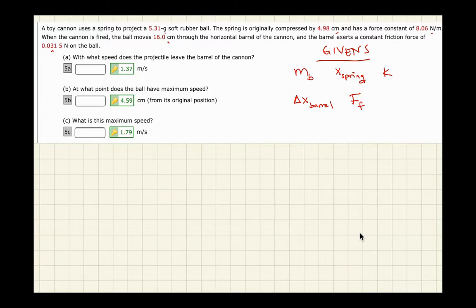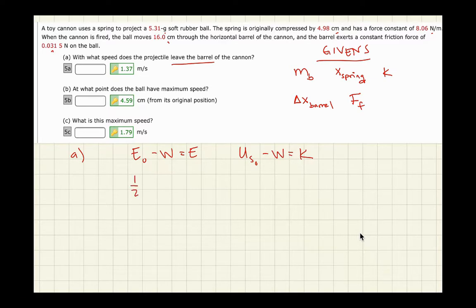So leaving the barrel of the cannon, we have non-conservative forces because of friction. My original energy minus the work done by friction is going to be equal to my final energy. That is spring energy minus work equals kinetic energy. Again, it's horizontal, so gravitational potential energy is not going to be a factor here.